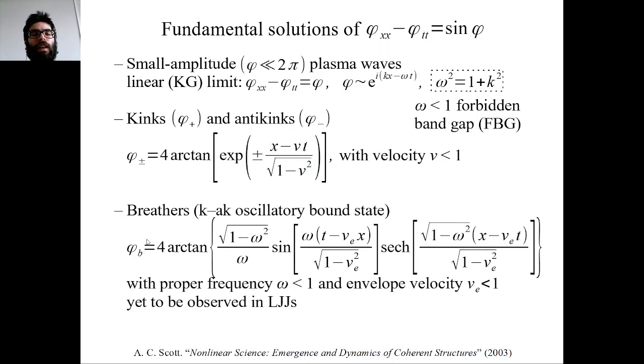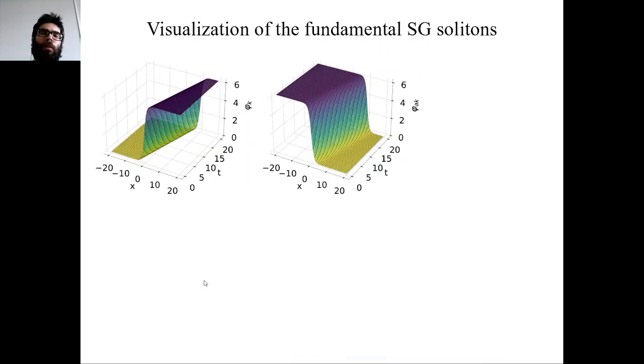Breathers are essentially kink-anti-kink oscillatory bound states. They have this additional degree of freedom, a proper frequency omega less than 1, and we study them because they have not been observed in long Josephson junctions yet. The solitons can be quickly visualized.